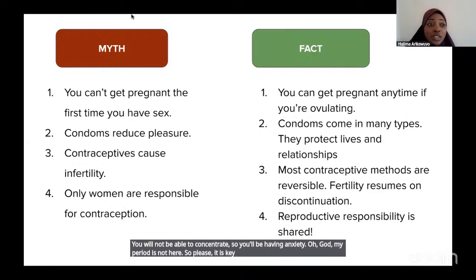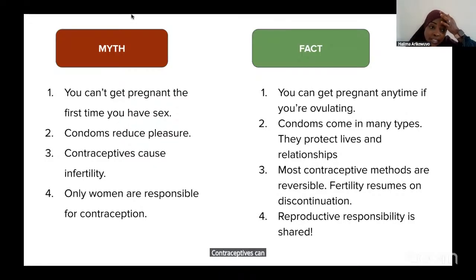There are various types. There are various flavors. In fact, they made some that glow in the dark and all of that. There are different things in the market today, so you can easily pick what you want. Contraceptives can cause infertility. This is also a very common myth. This is actually a myth.